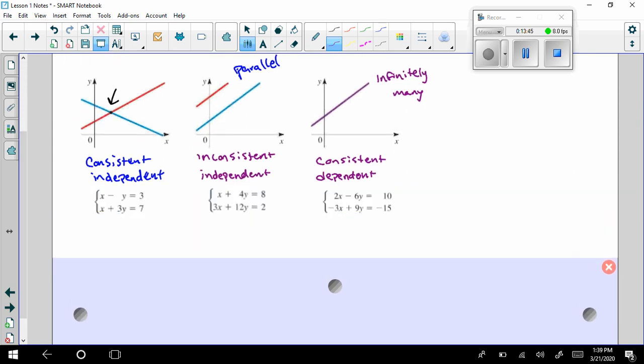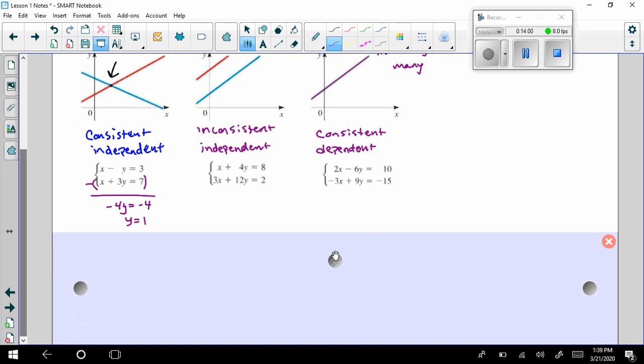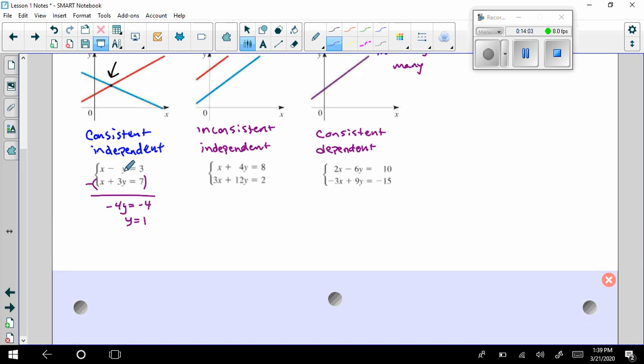What that looks like when you solve them, if you were to solve, for example, this equation out, it's already set up for elimination. So I'm just going to use subtraction here. And we get -4y equals -4, so y equals 1. Plug that back in, and x equals 4. So we can see this one has a solution of (4, 1).